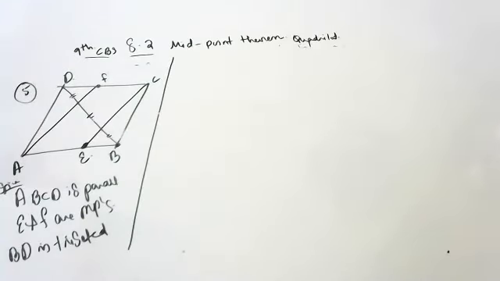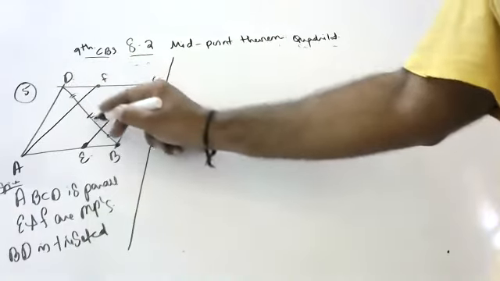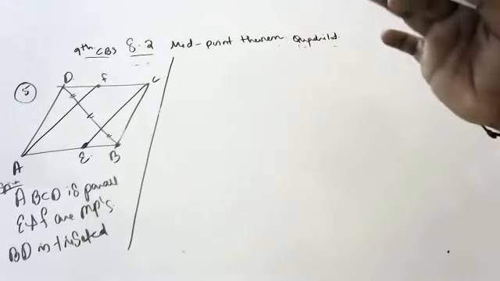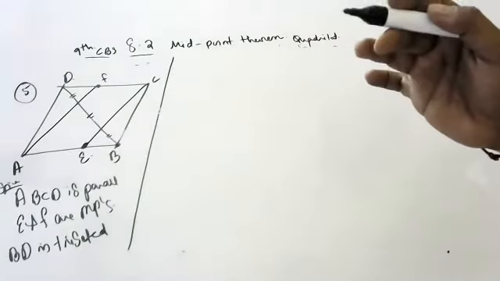They said ABCD is a parallelogram. E and F are midpoints. Show that the line segments AF and EC are trisected by diagonal BD. Diagonal BD is trisecting. We have to show that. Yes, anyone want to say, children?